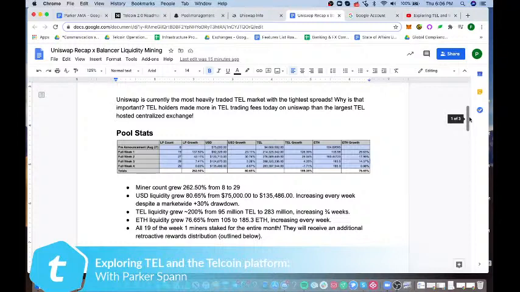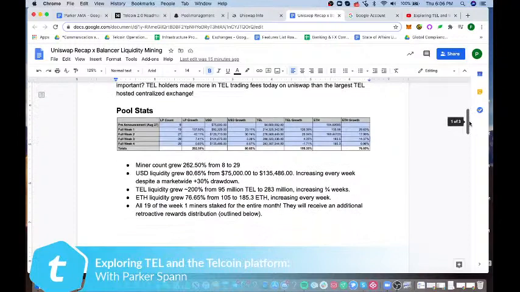What's also really exciting is that all 19 of the first week's miners actually staked for the entire month. So they didn't move their TEL. They stayed within the program, and that means that it's really sticking for what I would consider the TEL power users.